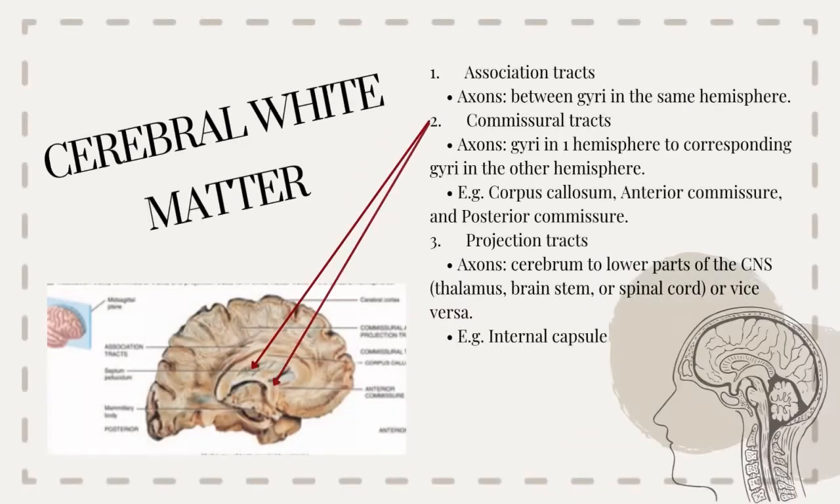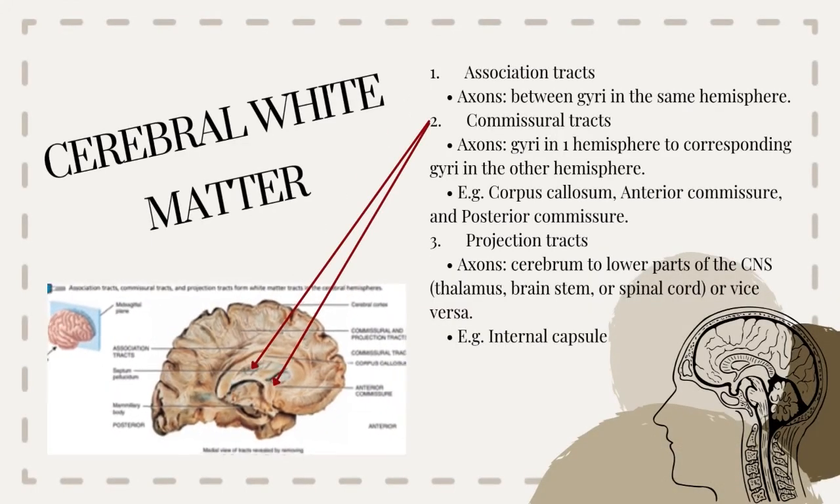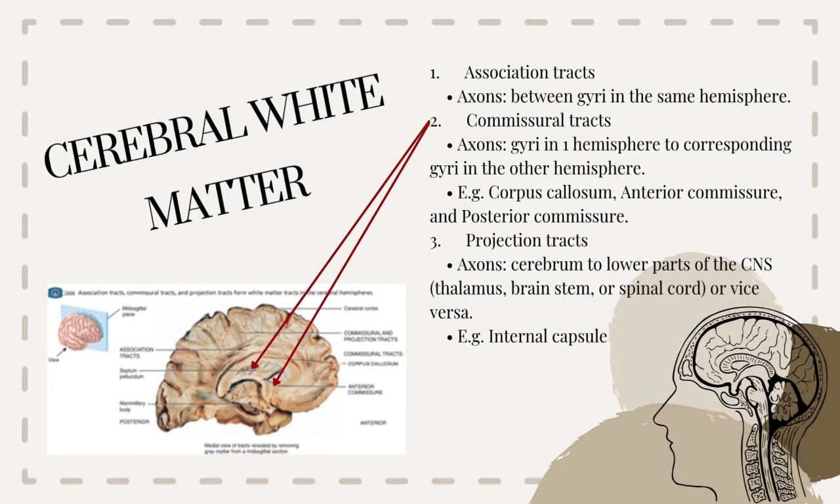Then you have your commissural tracts, so the axons can be seen on a gyri on one cerebral hemisphere to the corresponding gyri in the other cerebral hemisphere. So basically, its axons can be seen across from one hemisphere to the other. One example would be your corpus callosum, which is the largest fiber bundle in the brain. Also, you have the anterior commissure and your posterior commissure.